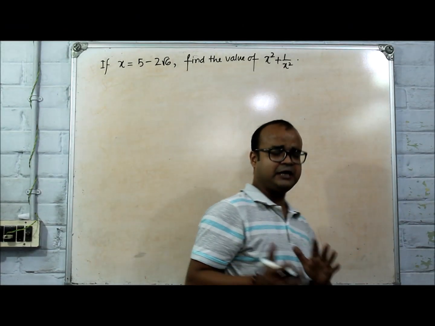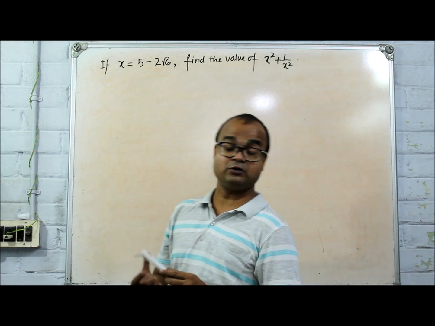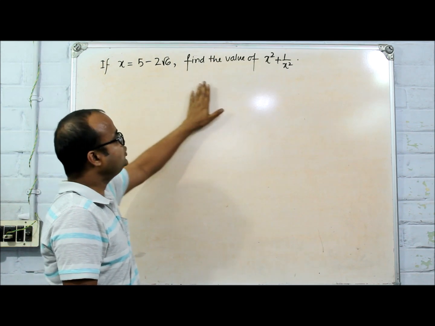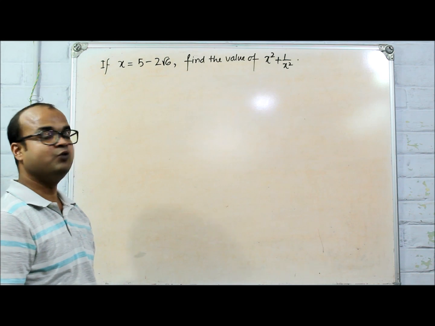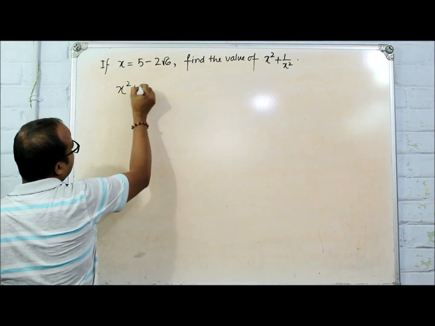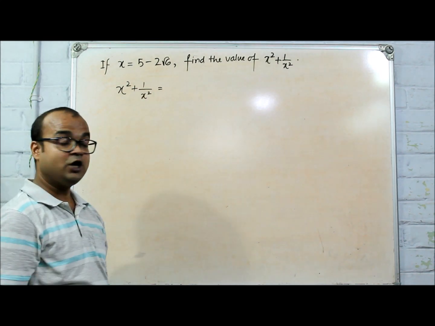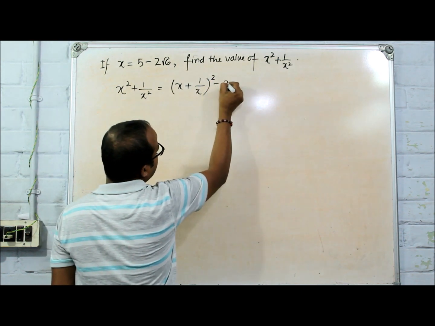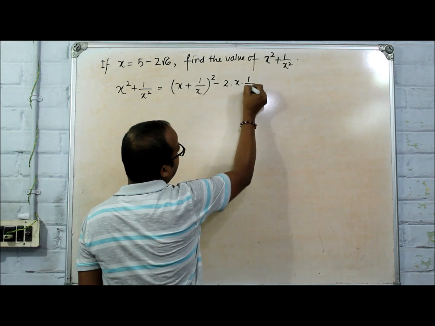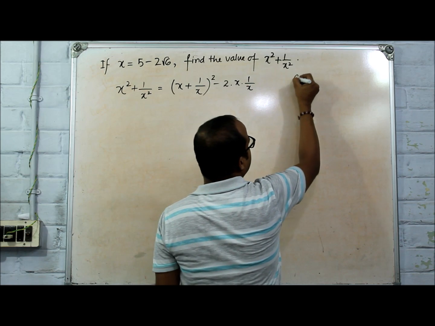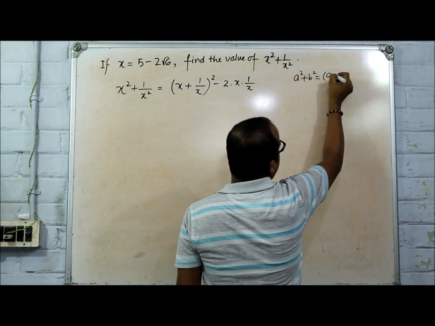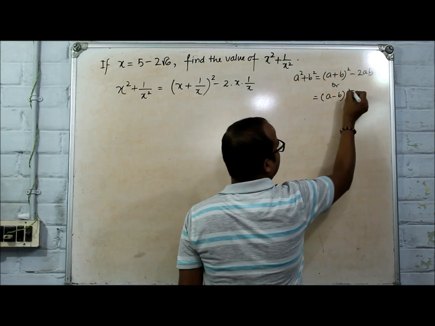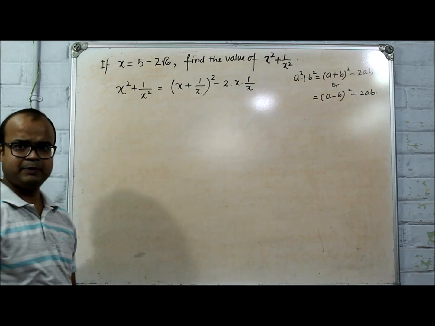Now we will discuss the same kind of problem, but if we apply the algebraic formula, then this sum will be easier. Now see, if x is equal to 5 minus 2 root 6, we need to find out the value of x square plus 1 by x square. So for x square plus 1 by x square, you can apply the formula of a square plus b square, which is a plus b whole square minus 2ab, that is 2 into x into 1 by x. Or you may also apply a minus b square plus 2ab. Any one you can apply, you will get the same answer.